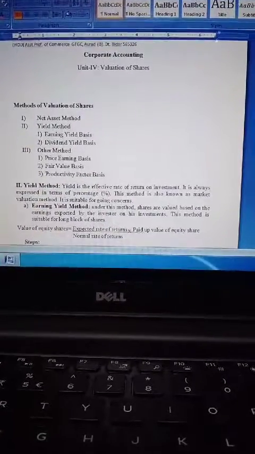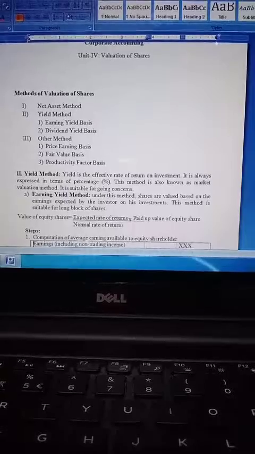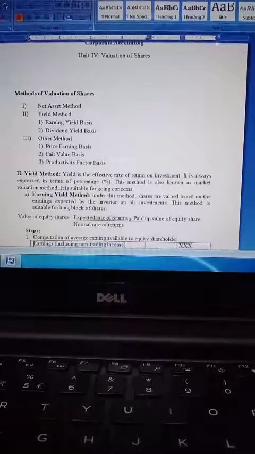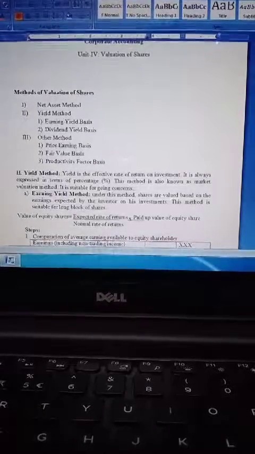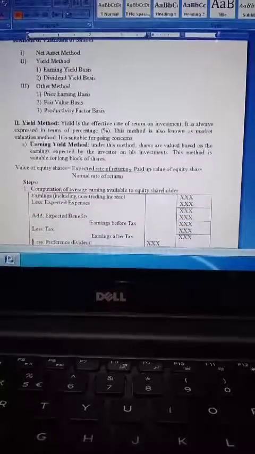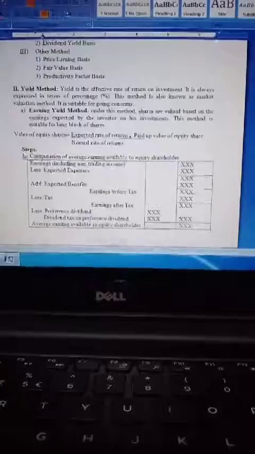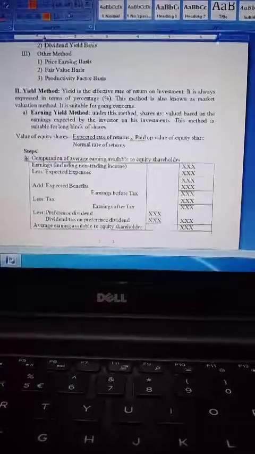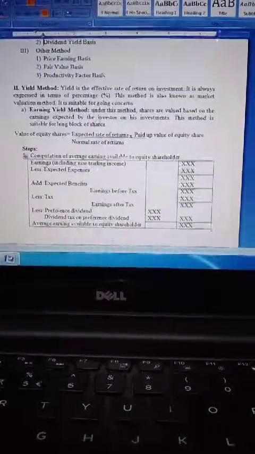So in the last video we already discussed the methods of valuation of shares. In detail, we discussed the net assets method. Today in this video, let us study the yield method. This is the second method of valuation of shares.